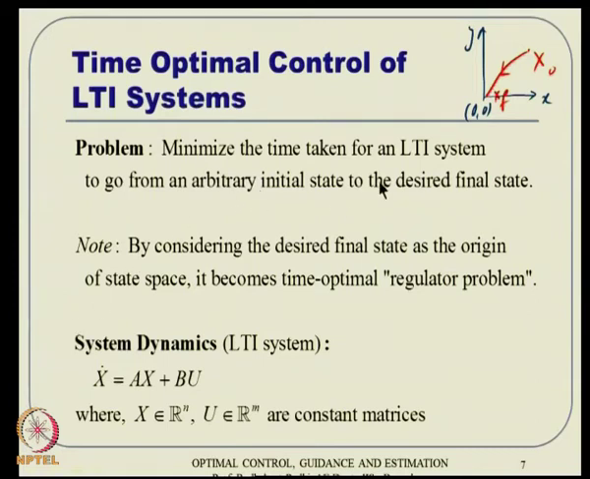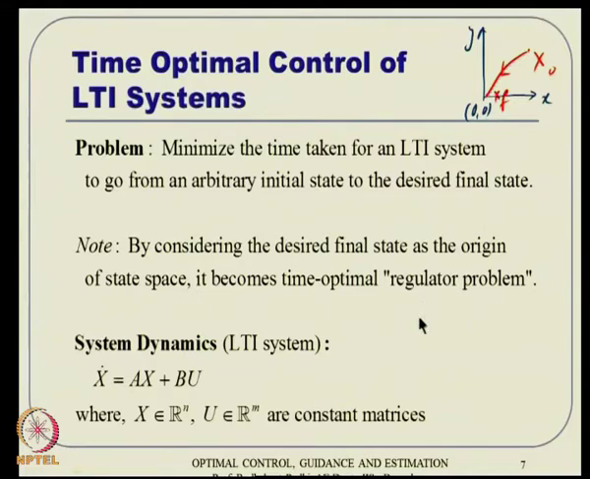Essentially, if you drive certain initial conditions, and all possible initial conditions in the state space, towards the origin, then that is the problem called the regulator problem. We are interested in regulating the state about 0, 0. So essentially it becomes a time optimal regulator problem. We want to drive any initial condition towards the final state, which is nothing but the origin in the state space.